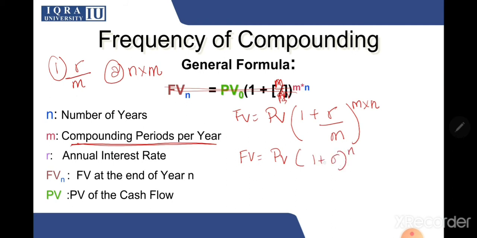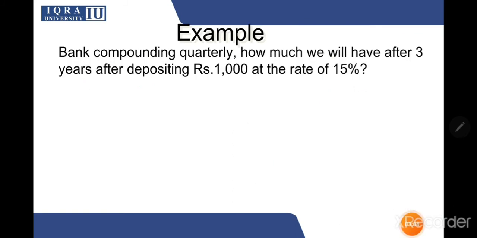This is what's happening over here as well. Rate is being divided by m and n is being multiplied by m. So you can either do it in the formula, or if you want you can do it separately and then plug in the new r and the new n in your formula over here. So let's look at an example. A bank is compounding quarterly. How much will we have after 3 years after depositing 1000 at the rate of 15%? So you need to find out the future value over here.